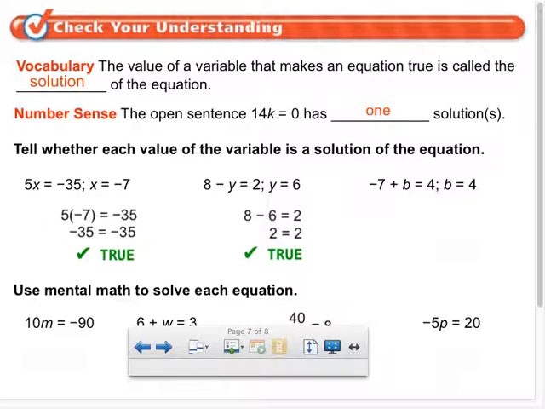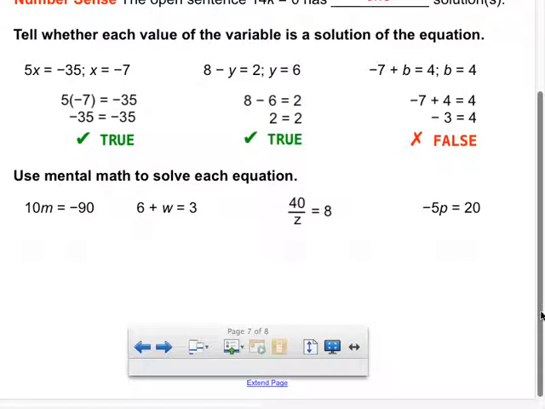What about over here? If I replace b with 4 in the equation -7 plus b equals 4, is that going to be true? No. What does it end up being? -3, right? And -3 does not equal 4. That's false. That's not a solution. Okay, so over here, what would the solution be here? -9. So here's how we'd work it out.